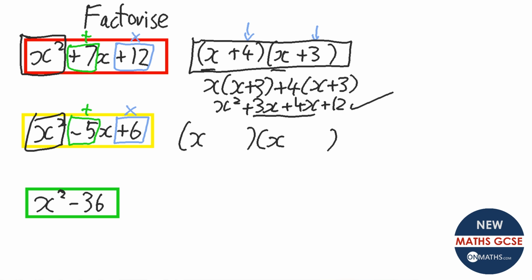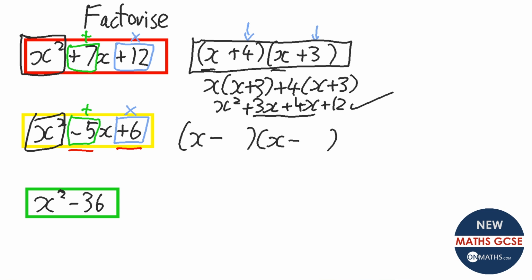Now we know when we add numbers, if we get a negative answer, one or both of them have to be negative. But we know when we times numbers, if one of them is negative, it will give us a negative answer. So the fact that this is positive and this is negative means that we know that both of the numbers have to be negative. That's the only way that you could get a positive when you times them and a negative when you add them.